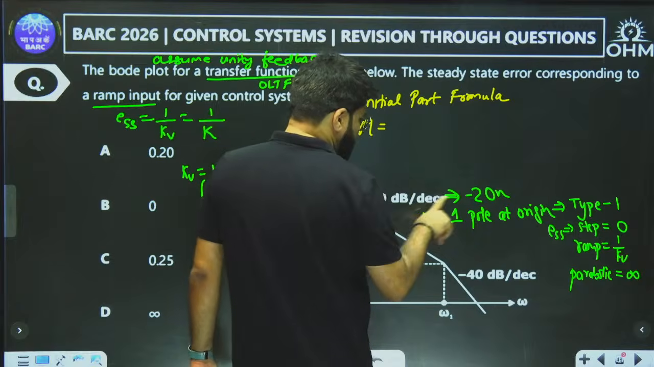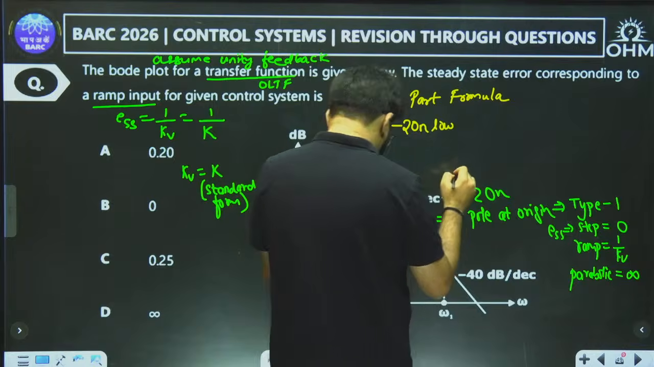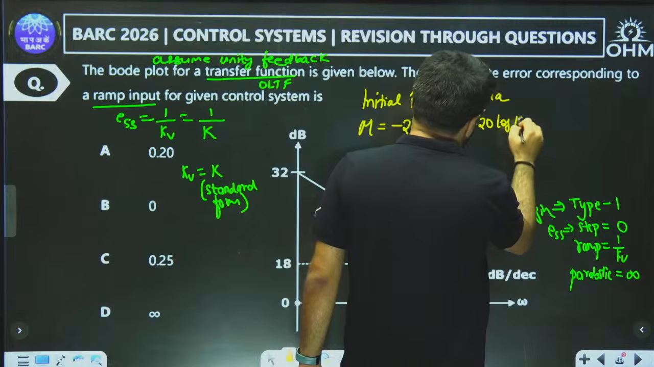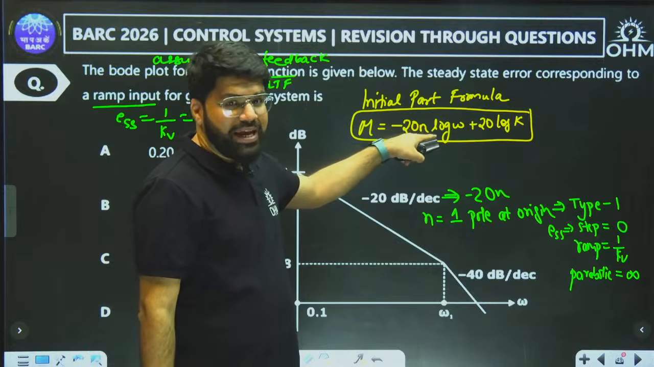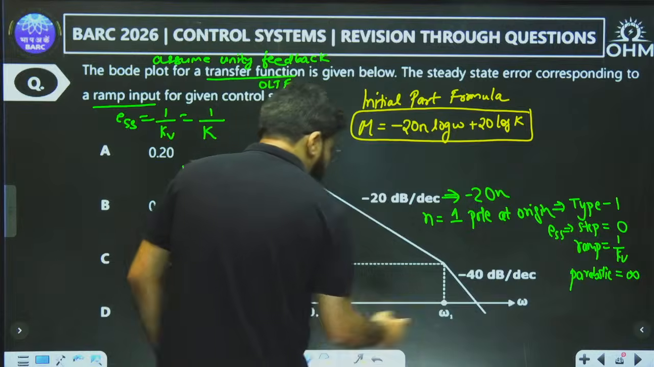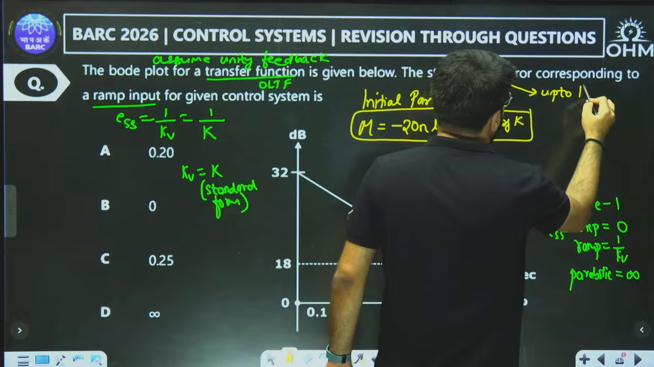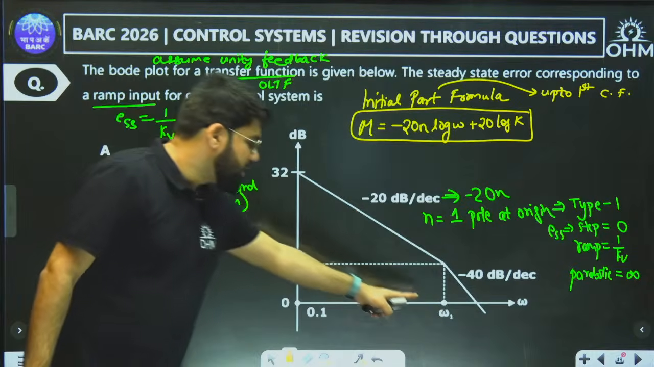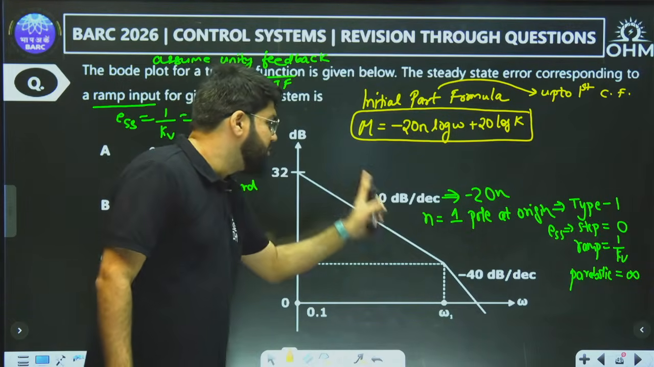It is given by, for poles at the origin, minus 20n log omega plus 20 log K. If there were zeros at the origin, you can replace it by plus 20m; only the initial slope will change. Now, what is the meaning of initial part? Initial part means the part up to the first corner frequency, up to the first slope change point, that is up to omega 1. Any portion of this line is defined by this equation.